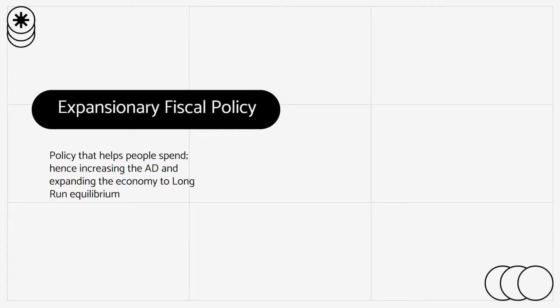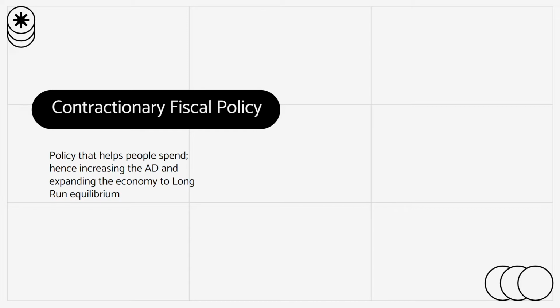Now for government spending, they'll actually increase government spending. They'll create more transfer payments. They'll just spend more in general to make sure the economy is running, and hence they'll create this multiplier effect where the aggregate demand shifts rightwards and goes back to long-run equilibrium.